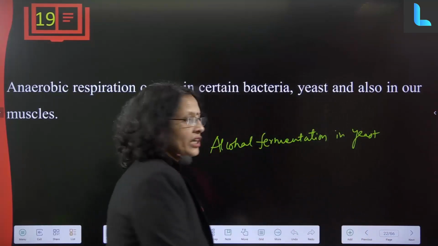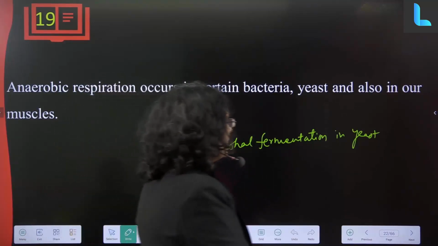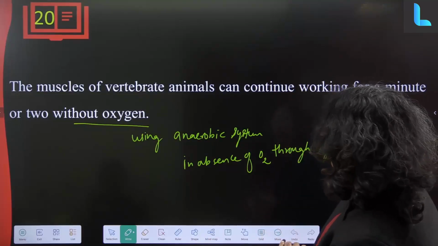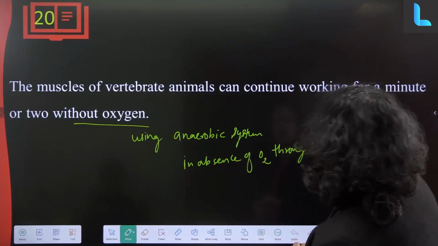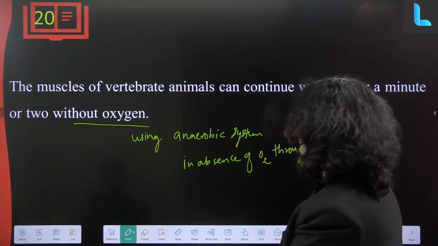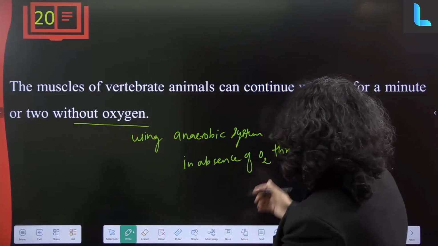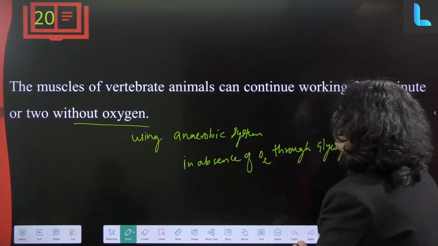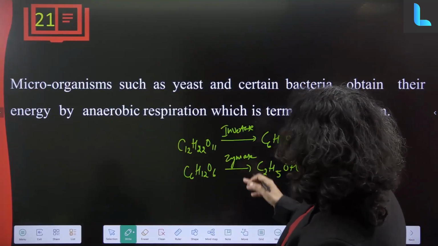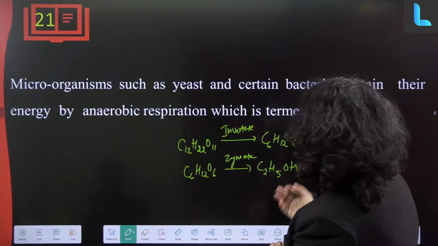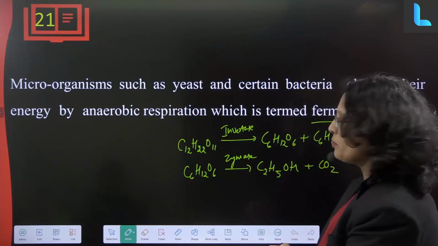So alcohol fermentation in yeast is also one of the examples. Now the muscles of vertebrate animals can continue working for a minute or two without oxygen, like I just said. Why does it happen? Using the anaerobic system in the absence of oxygen through glycolysis. So that kind of movement you can observe. Microorganisms such as yeast and certain bacteria obtain their energy by anaerobic respiration, which is termed fermentation.